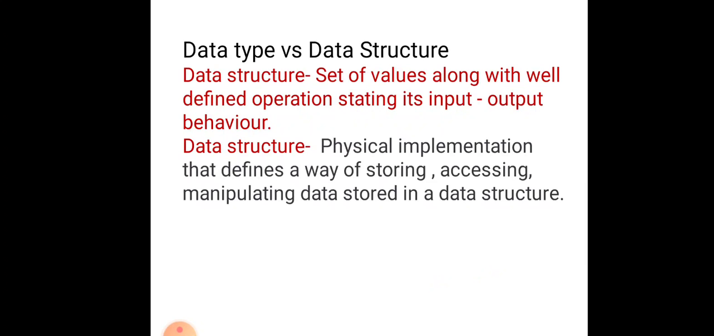On the other hand, a data structure is a physical representation that defines a way of storing, accessing, and manipulating data stored in it. The data stored in a data structure has a specific work pattern. For example, in a stack, all the insertions and deletions take place at one end only.